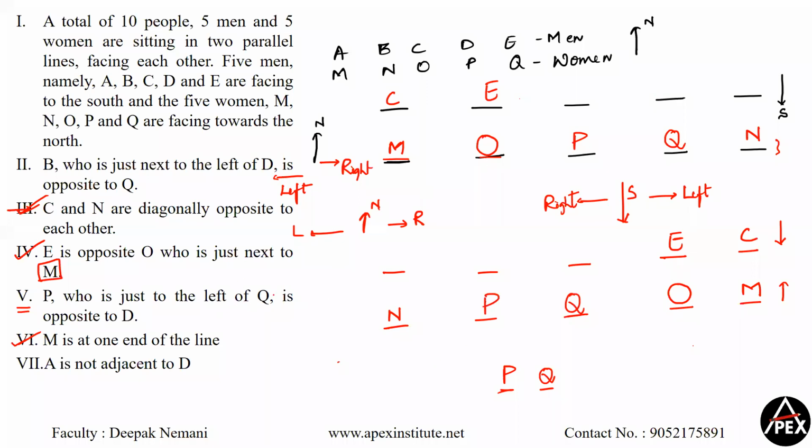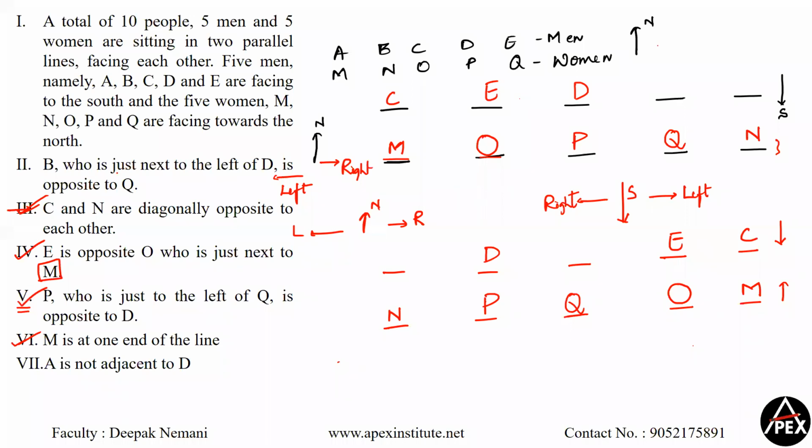E is opposite to D. So who is opposite to D? Q or P? Who is opposite to D? Perfect. P. P is opposite to D. So we will be having D here. Now we have the position of D as well.